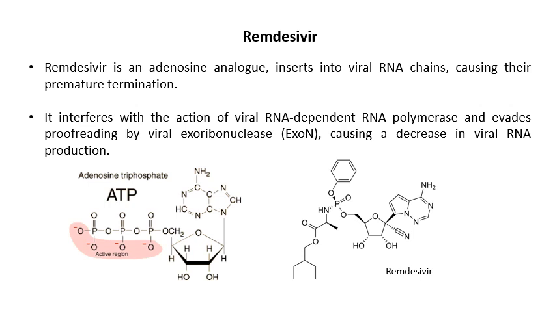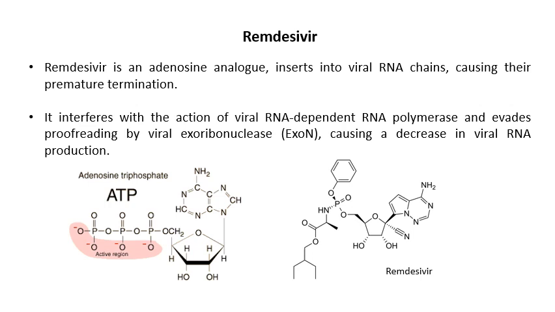Remdesivir. Remdesivir is an adenosine analog that inserts into the viral RNA chain, causing premature termination. It interferes with the actions of the viral RNA-dependent RNA polymerase and evades the proofreading by the viral exoribonucleases, causing a decrease in viral RNA production.